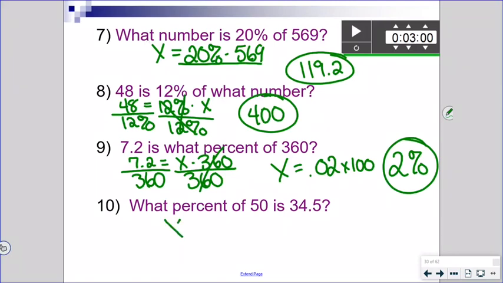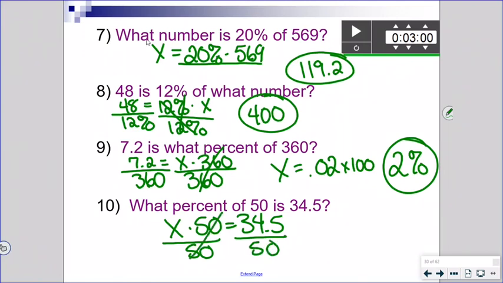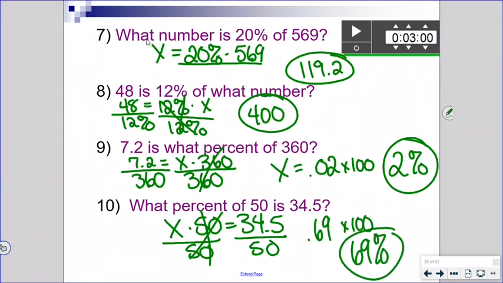What percent of 50 is 34.5? It looks a little different, but the process is no different. Divide both sides by 50. You'll get a higher decimal this time, 0.69. Multiply that by 100, and that is what you will get. Don't forget the percentage symbol. It's simple to forget that. All right, good job.